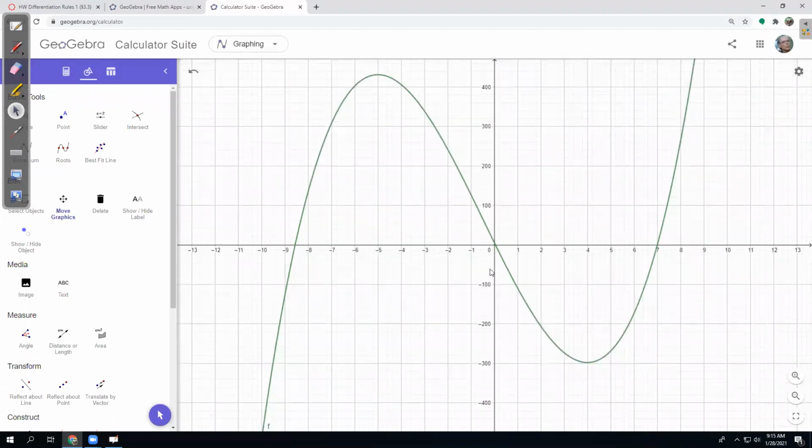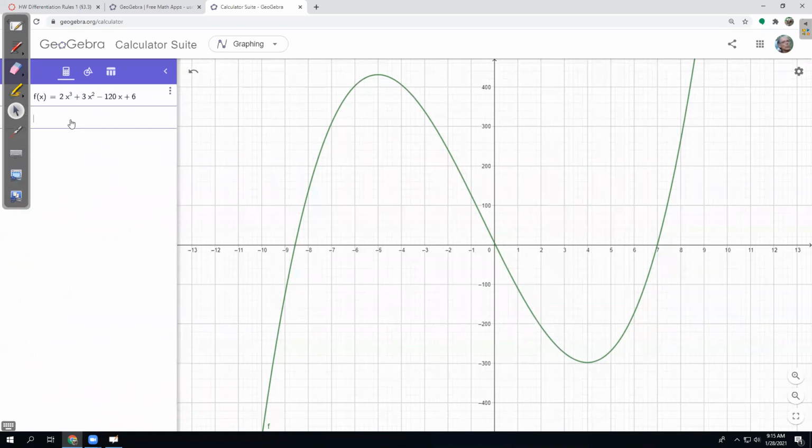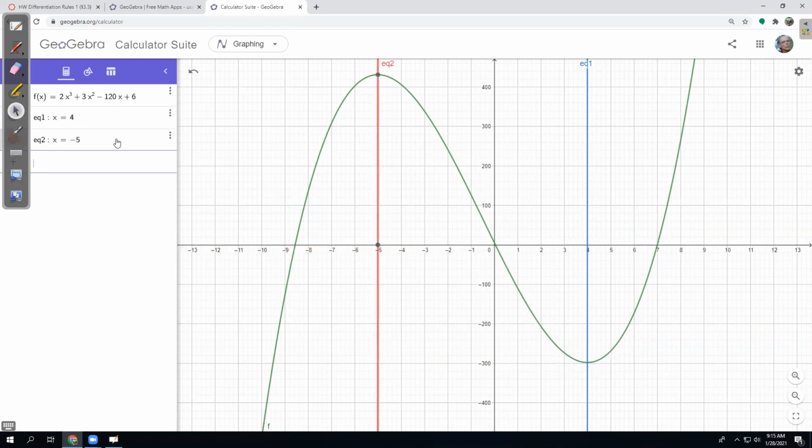And I'm looking for a place where there's a horizontal tangent. So the tangent over here would be negative. The tangent here is positive. So at the bottom, there should be a 0 tangent there. And if I graph the line x equals 4, that looks like it is the bottom there. So there should be a horizontal tangent there. And then if I graph the other one, x equals negative 5, yeah, that looks like the top right there.